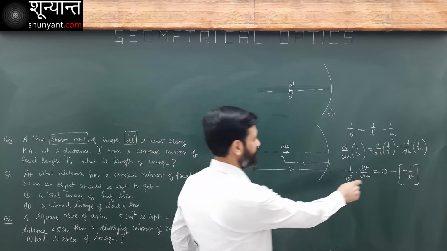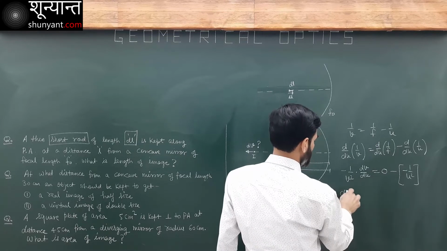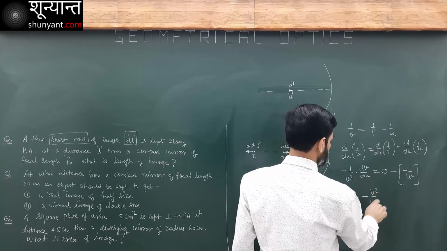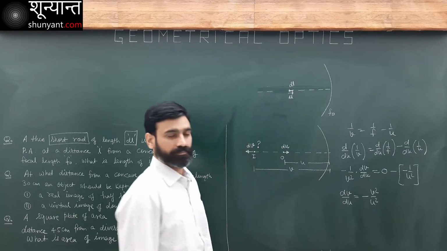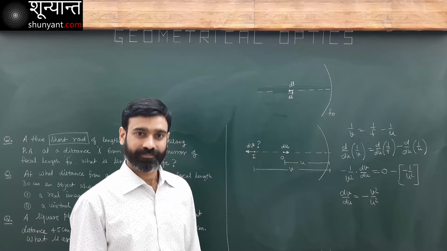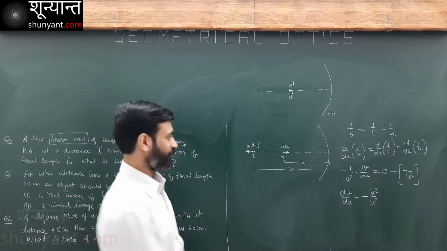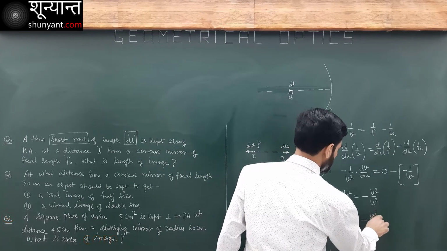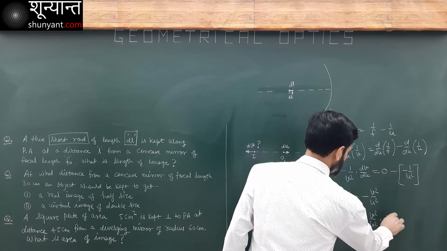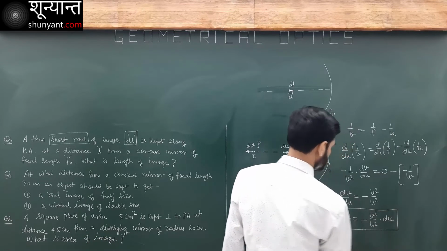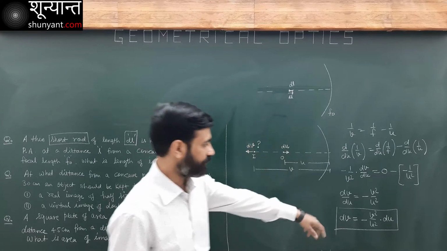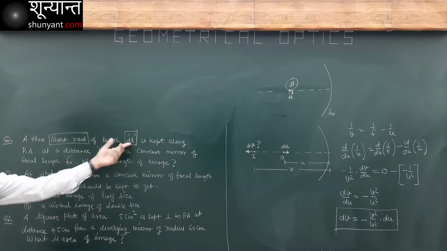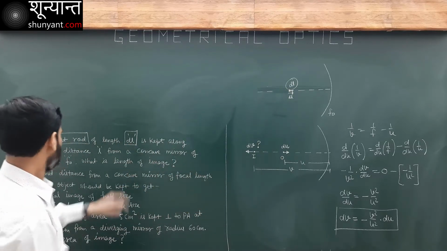Do you see this? So what do we get? I will get dv over du is minus of v square over u square. So what is dv? It is going to be minus of v square over u square times du. In our problem, what is du? du is equal to dl, the length of rod. u is given.